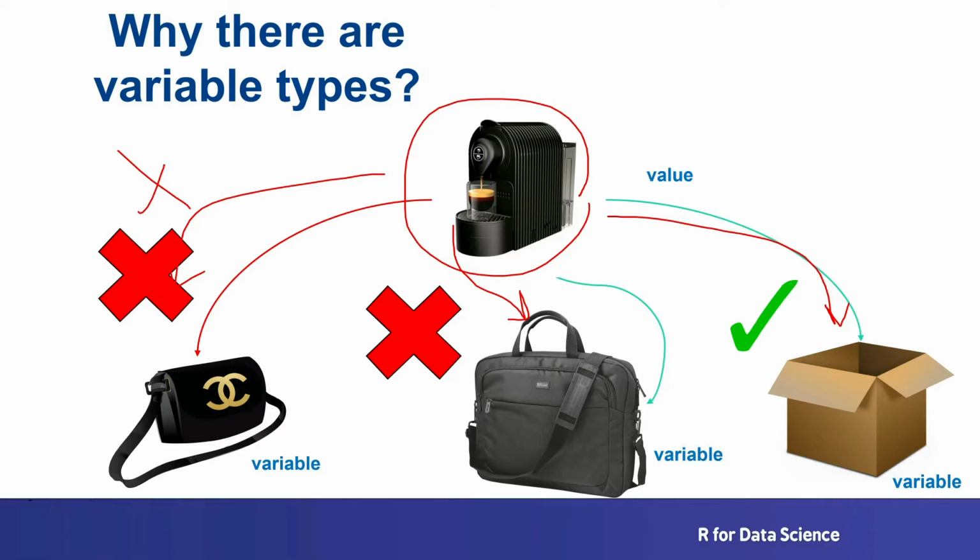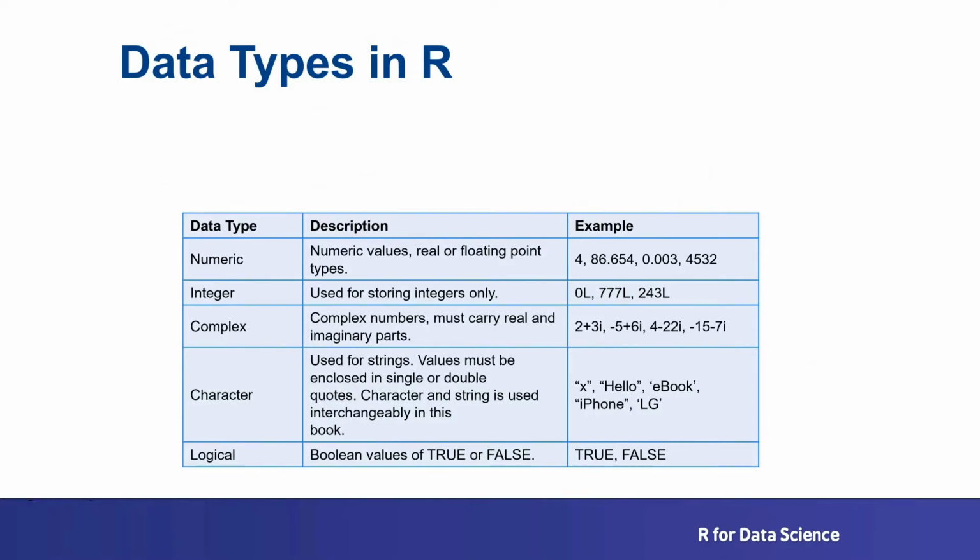What I want to tell you, just one thing, is that once the value is changed, the data type of the variable is changed. Okay? What do I mean by that?